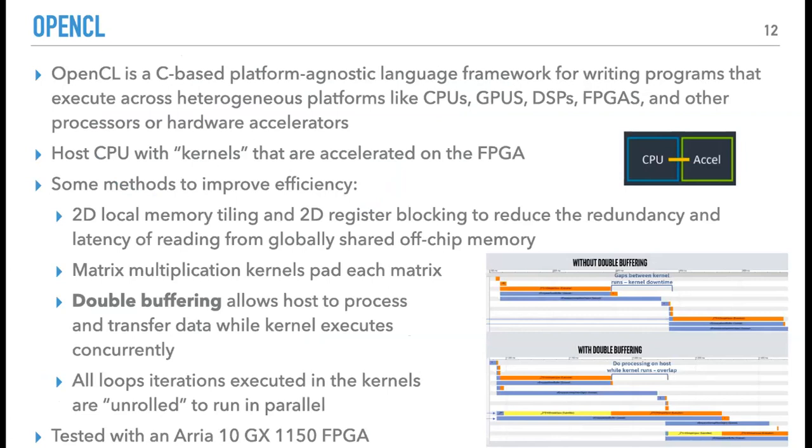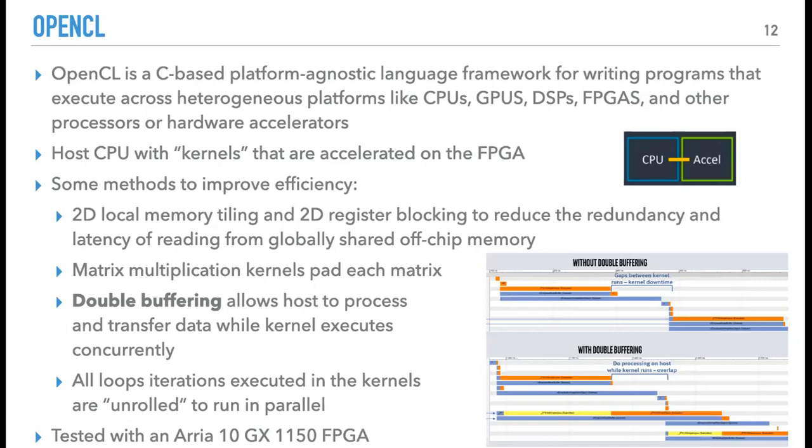Okay, so that's about the first implementation. So I'm switching gears now to talk about the second implementation. And that's based on this OpenCL language, which is a sort of platform agnostic framework for writing programs that can potentially execute across heterogeneous platforms like CPUs, GPUs, and FPGAs. So the way that it works is it assumes this paradigm that there's a host CPU that talks to the heterogeneous resource and runs kernels that are accelerated on that resource.